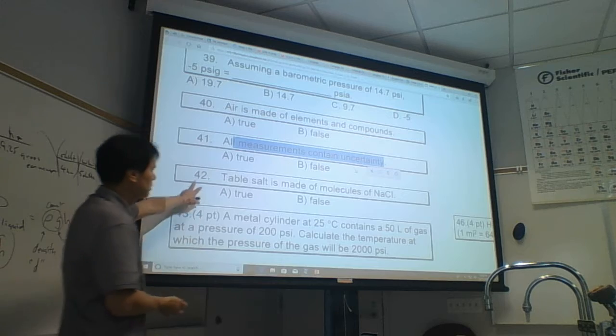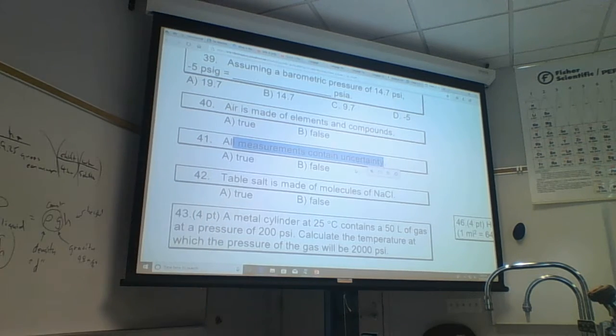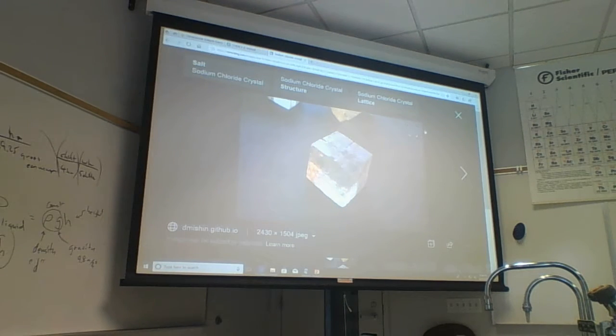But this is table salt. I talked about table salt. Table salt does not form molecules. What does table salt form? Crystal, and I called it an ionic lattice. And I said, don't worry about what ionic means. We'll talk about it later, but it forms a lattice. It does not form molecules. And the lattice looks something like this. We'll talk more about it later, but it forms nice crystals like that.